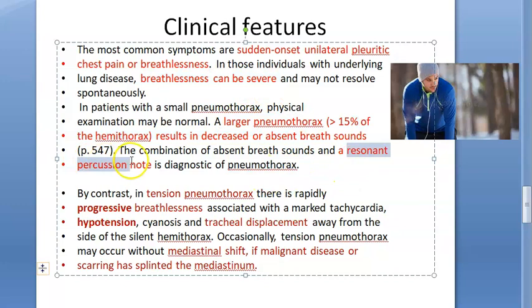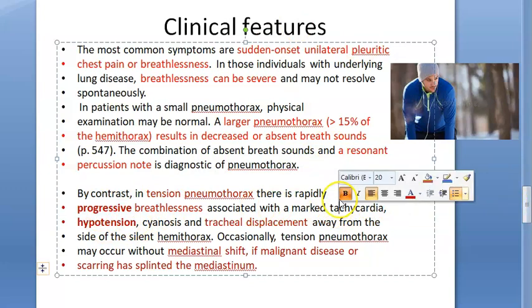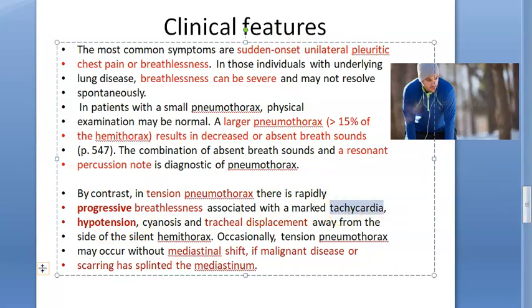When you percuss, you can get resonant or hyperresonant note on that side. If there is tension pneumothorax, there will be progressive breathlessness, remember, with tachycardia and hypotension. These are the things you have to write about tension pneumothorax if they ask you in the exam, right? They can also have cyanosis because their heart is getting compressed. You can understand the pressure keeps building in a tension pneumothorax, right?